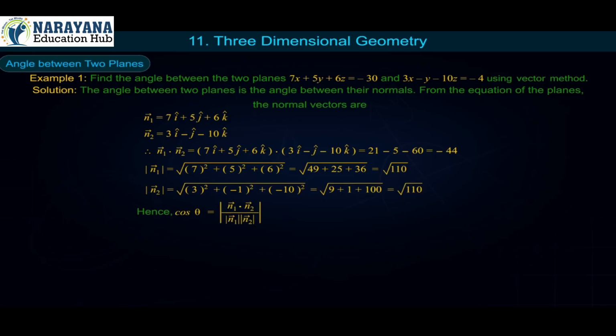Hence, cos theta = modulus of vector n1 · vector n2 upon modulus of vector n1 into modulus of vector n2 = modulus of -44 upon square root of 110 into square root of 110 = 44 upon 110. Cos theta = 2 upon 5. Therefore, theta = cos inverse 2 by 5.